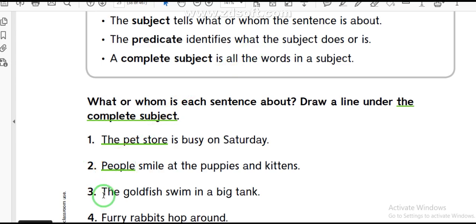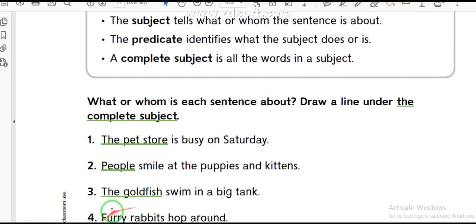Number 3. The goldfish swim in a big tank. Ask yourself about whom I'm talking. Am I talking about the big tank? No. Am I talking about swim? Swim is a verb. A verb is a predicate, so no. I want the subject. I'm talking about the goldfish. Bravo. Only goldfish or all of this, the goldfish? Bravo. The goldfish. All of this, because they want the complete subject. Okay.